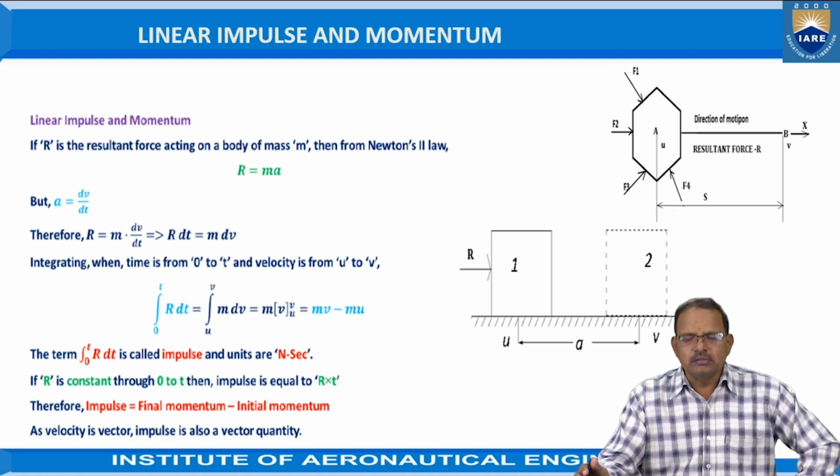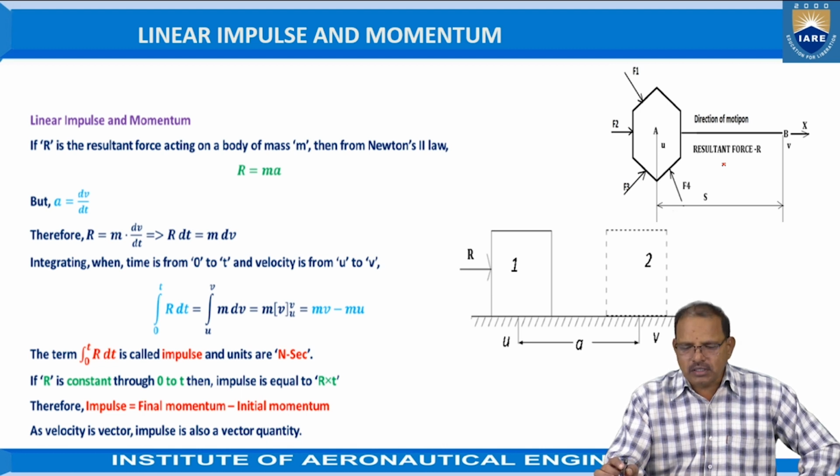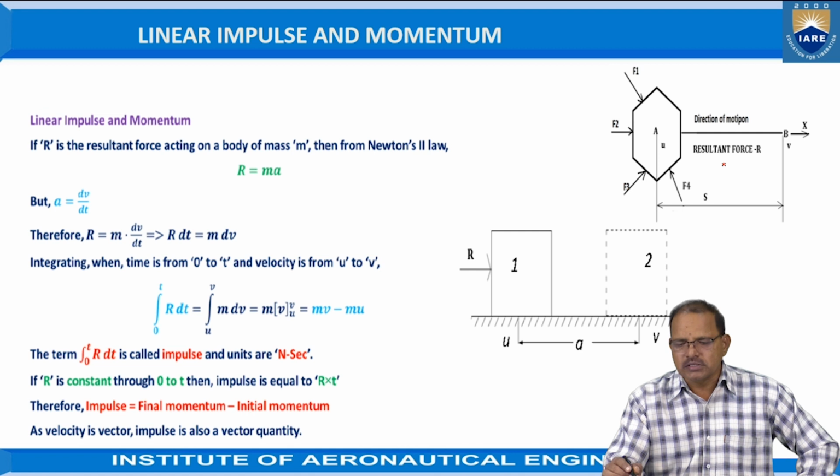Let us consider F1, F2, F3 and F4 are the forces acting on a body as shown in the figure. Let R represent the resultant of all the system of forces acting on it, and the direction of the resultant force always acts in the direction in which the body is moving. Let u represent the initial velocity of the body. After time t seconds, it attains final velocity v, as shown in the figure, by traveling a distance of s.